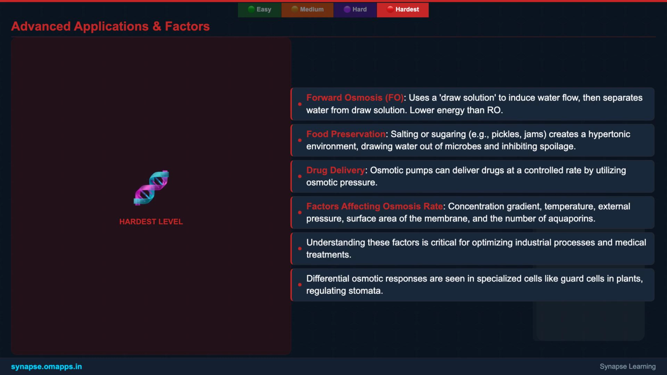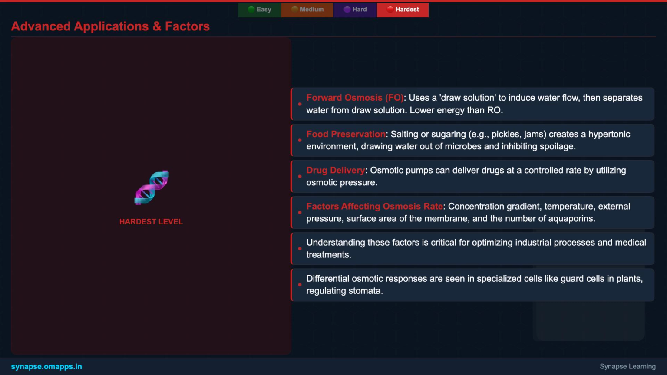Forward osmosis, or FO, is an emerging technology that uses a draw solution with high osmotic pressure to pull water across a membrane, offering a lower energy alternative to reverse osmosis for desalination and wastewater treatment. In medicine, osmotic pumps are engineered to deliver drugs at a controlled, steady rate, utilizing osmotic pressure differences. Even in food preservation, the ancient techniques of salting and sugaring rely entirely on osmosis. By creating a hypertonic environment, water is drawn out of microbial cells, inhibiting their growth and preventing spoilage.